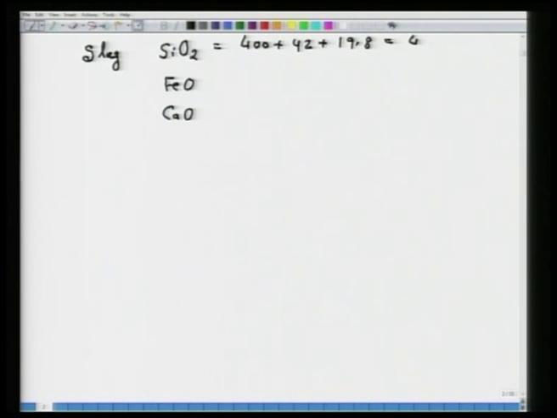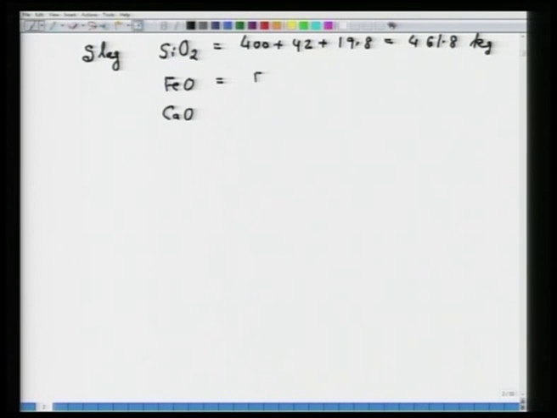Next, you have to calculate, for example, the amount of slag. The slag will contain SiO2. That will also contain FeO and it will also contain calcium oxide. So, SiO2, it is straight away from all sources. If you consider all sources, 400 plus 42 plus 19.8, that is equal to 461.8 kg of SiO2.